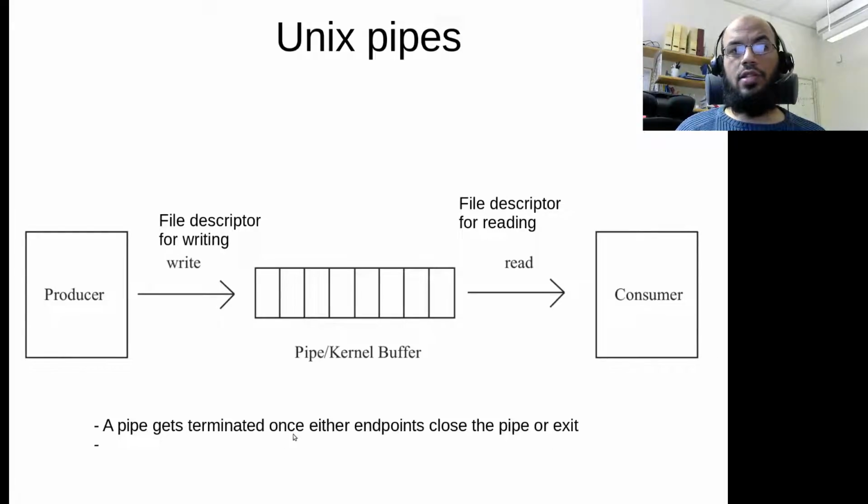And the pipe gets terminated once either endpoint closes the pipe or exits. So if you no longer are reading from the buffer, then there is no need to produce stuff, and vice versa. If you're no longer producing anything, then there is no need to actually watch the buffer. So this is the read and write processes in Unix when you look at, for example, Unix pipes, and this is what Unix pipes kind of do also.